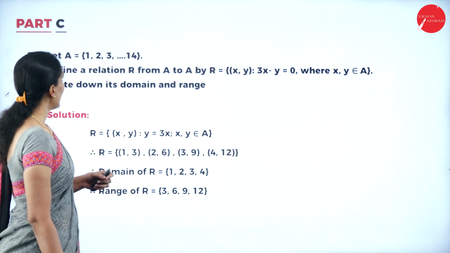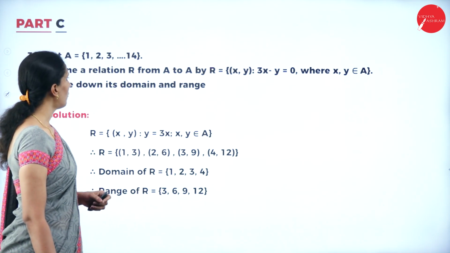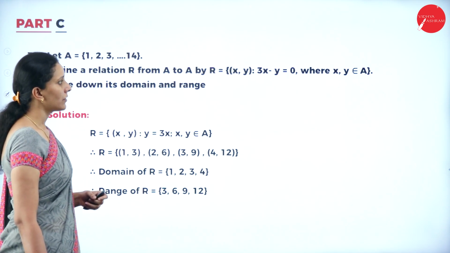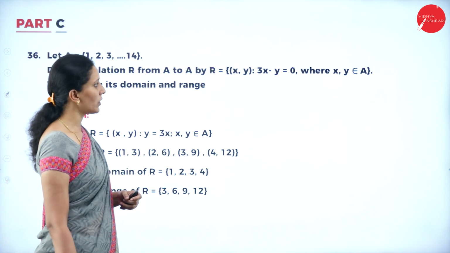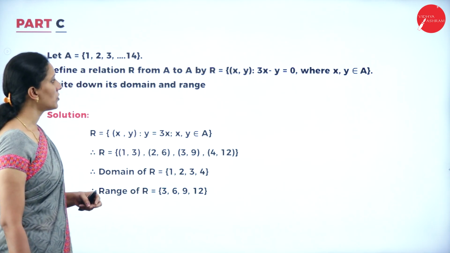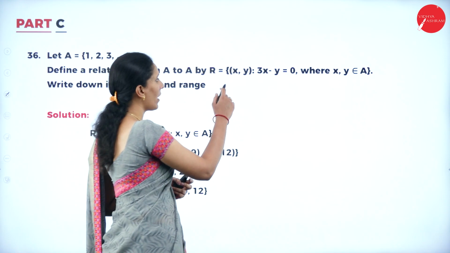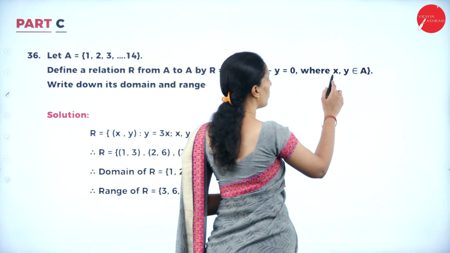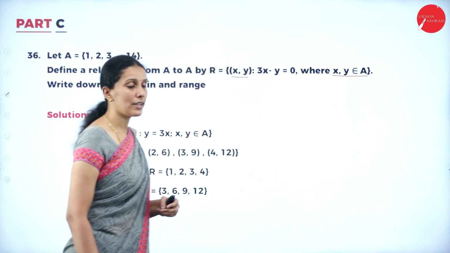Next one, let A is equal to 1, 2, 3 until 14. Define a relation R from A to A by R equals (x, y): 3x minus y is equal to 0, where x, y belongs to A. Write down its domain and range. How is R defined? It is defined in the ordered pair. But here the condition is given that both x and y must belong to set A.